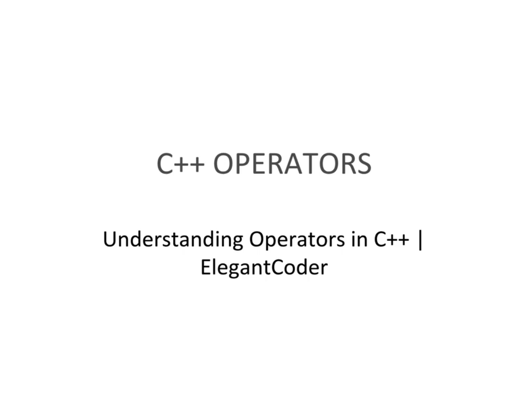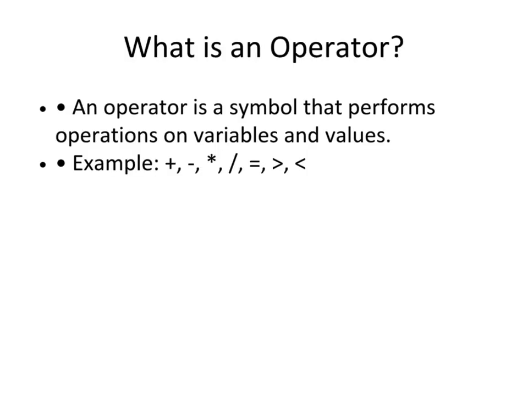In this video, we will learn about operators in C++, what they are, their types, and how to use them in a simple program. What is an operator? An operator is a special symbol that performs operations on variables and values. For example, plus, minus, multiplication, division, and comparison symbols like greater than or less than.